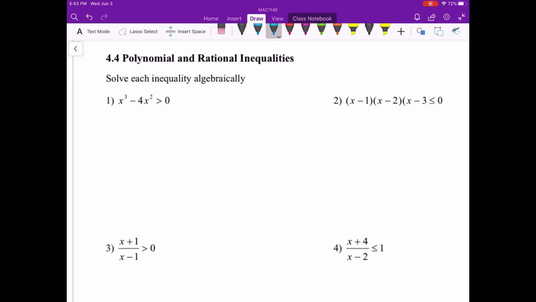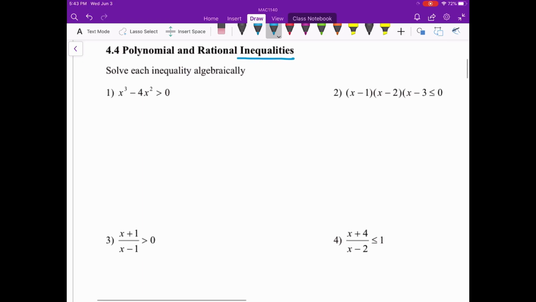This is all about inequalities, and I'm going to show you how to do this. As you can see in this inequality, this polynomial has to be positive, greater than 0. So the first thing I have to do is factorize this.